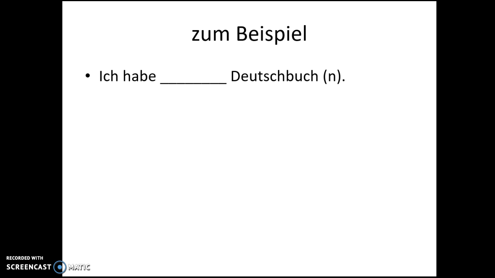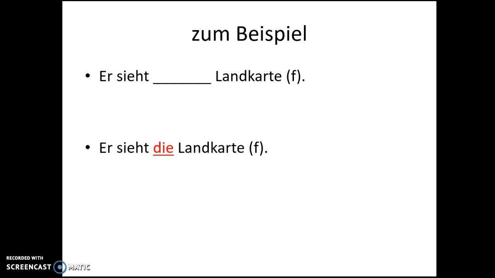Try this one. Ich habe, Deutschbuch. So it is neuter, and das changes to das. Oh wait, no it doesn't. Because even though Deutschbuch is the accusative, I have the German book. Das doesn't change in the accusative. It stays the same. Sieht, Landkarte. If you said, sieht die Landkarte, you're right. No changes here, though it is the accusative.